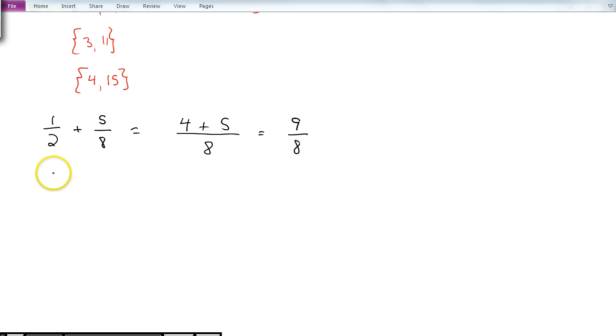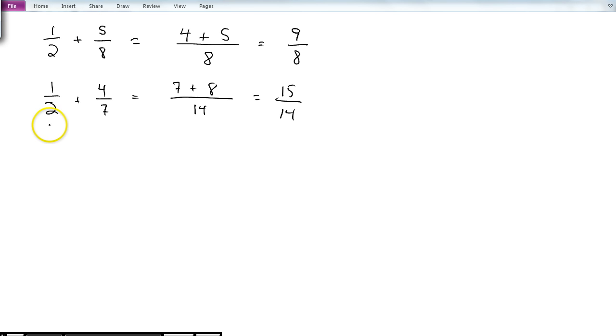If I do 1/2 plus 4/7, this pair of denominators is relatively prime, namely because both numbers are prime. And so in order to get the common denominator, we just multiply the two. I'm not going to have to worry about any shared factors being redundant. So 14 is the common denominator. We're going to get 7/14 plus 8/14, and I'm going to get 15/14.